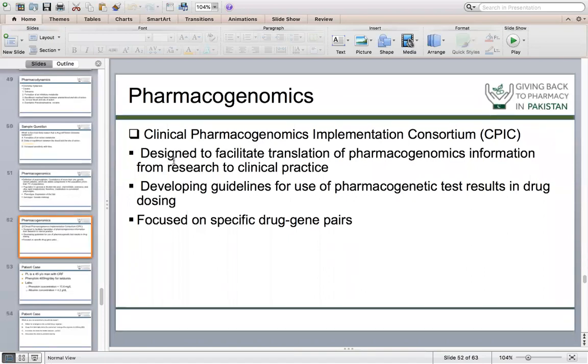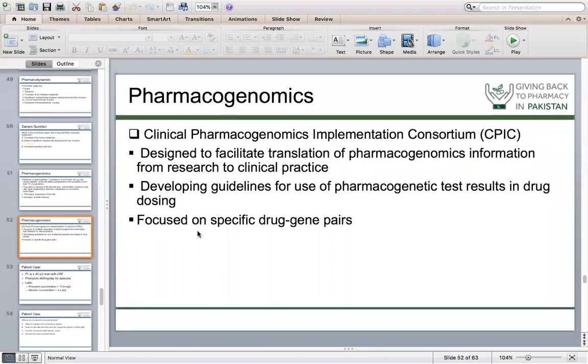What is their role? They are designed to facilitate translation of pharmacogenomics information from research to clinical practice. This is an emerging field, and there are lots of recommendations added every month, every day. They develop guidelines for use of pharmacogenetic testing in drug dosing. Before prescribing a therapy to a patient, they do pharmacogenetic testing to see if this patient will respond to this medication therapy, right?